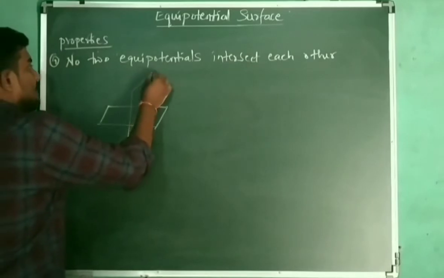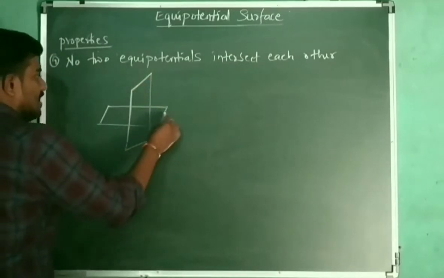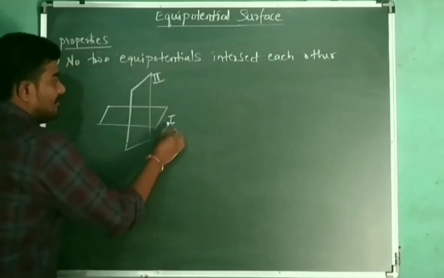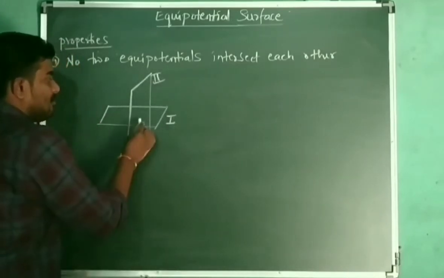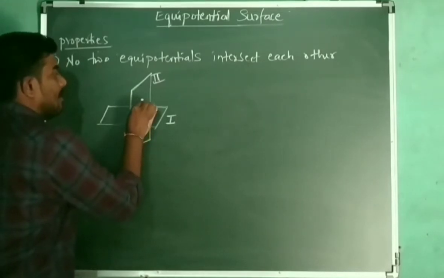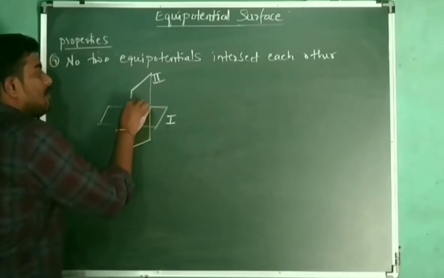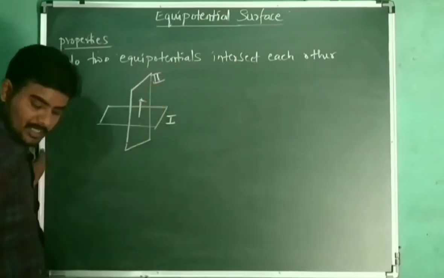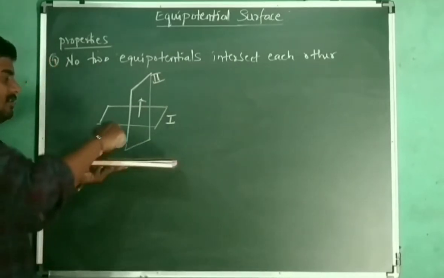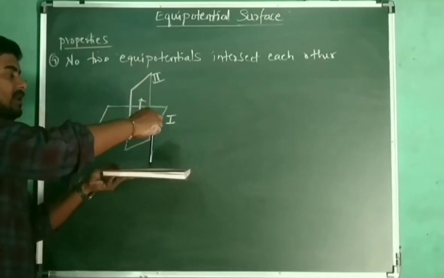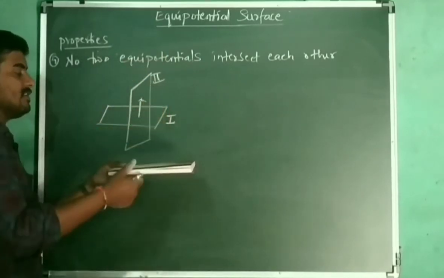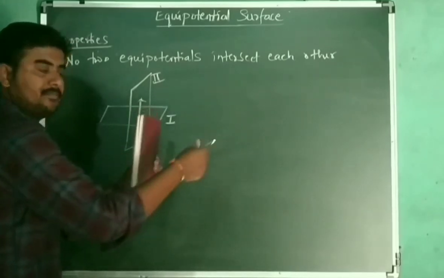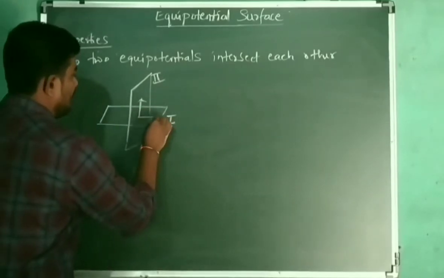Okay, for this equipotential surface, say this is the first equipotential surface and this is the second equipotential surface. For the first surface, the direction of electric field will be upward, because the electric field is always perpendicular to the equipotential surface. For the second surface, the direction of electric field will be like this. And this is the electric field.